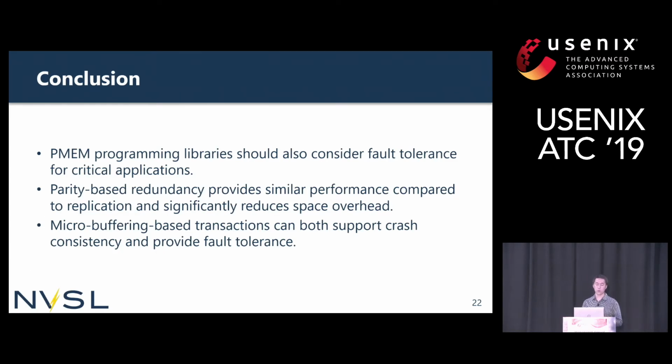In conclusion, we believe persistent memory programming libraries should also consider fault tolerance for critical applications, and we have developed Pangolin as a response. With Pangolin, we found that parity-based redundancy can provide similar performance compared to replication, and meanwhile significantly reduce the storage requirement. We also observed that micro-buffering-based transactions can both support crash consistency and also provide fault tolerance for emerging PMEM applications. That's all for my talk. Thanks for listening, and I'm glad to take any questions.